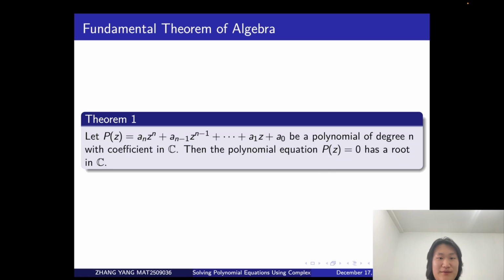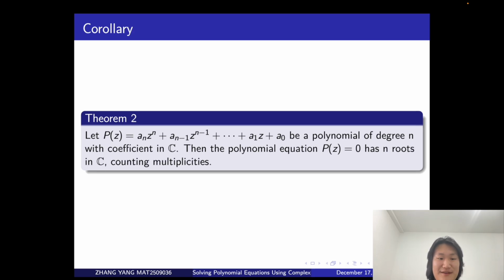The fundamental theorem of algebra gives that for a polynomial of degree n with coefficients in C, the polynomial equation p of z equals 0 has a root in C. By the fundamental theorem of algebra, we can get that a polynomial of degree n with coefficients in C has n roots in C. Now I'm going to show how to prove the theorem by mathematical induction.